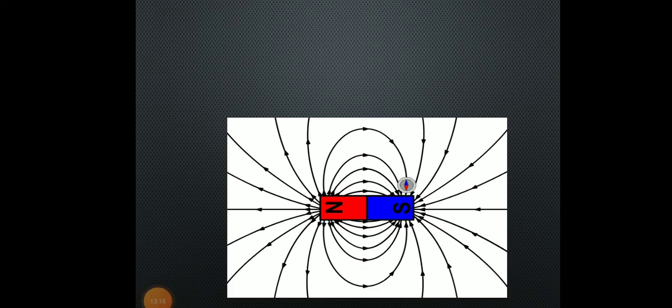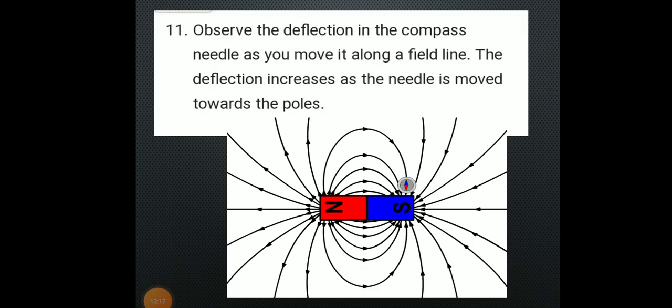Yes. At the north pole, the magnetic compass, what happens? You have observed the deflection in the compass needle. As you move it along a field line, the deflection increases as the needle is moved towards the poles.